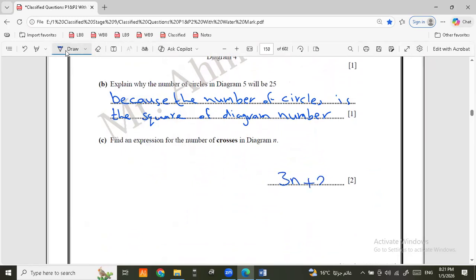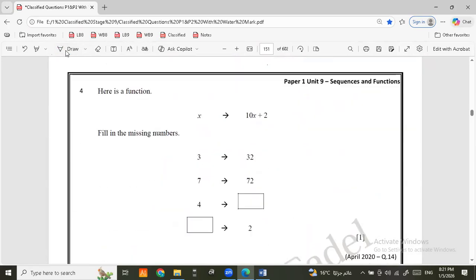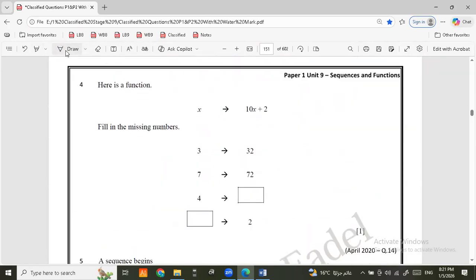3n plus 2. Here, they're giving you already the expression. You multiply the input by 3, then you add 2. So 3 times 10 is 30, plus 2, 32. 7 times 10 is 70, plus 2 is 72. 4 times 10 is 40, plus 2, 42.